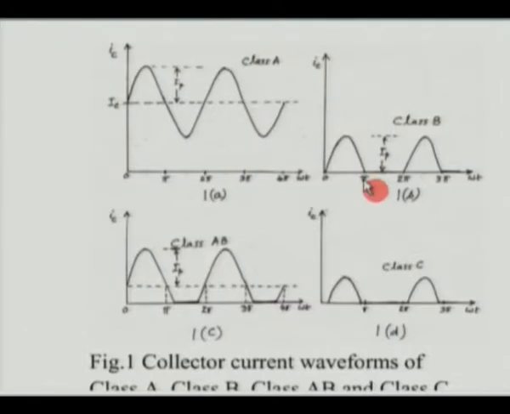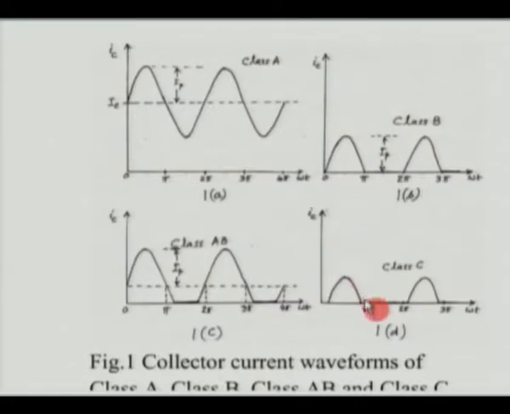And as I said, because you are only taking care of one half cycle, you need to have 2 devices working in tandem or in a complementary fashion. So one device would take care of the positive half cycle, the other device will take care of the negative half cycle. So that's how a class B amplifier works. So the conduction angle here is 180 degrees.